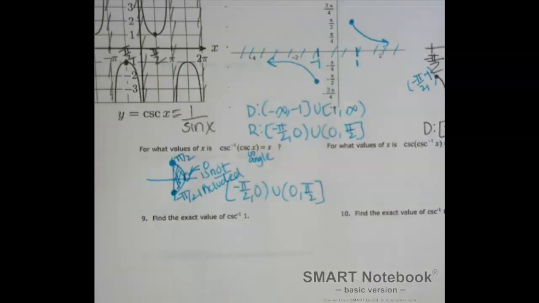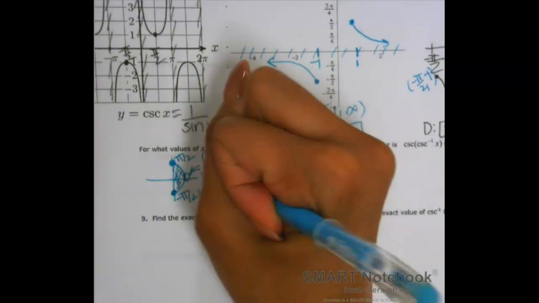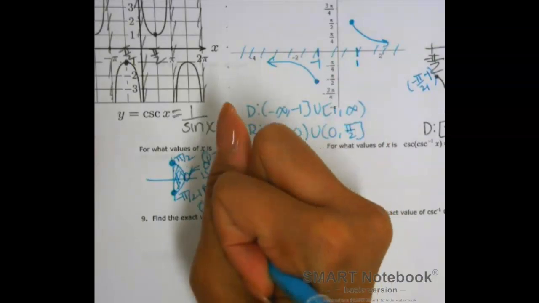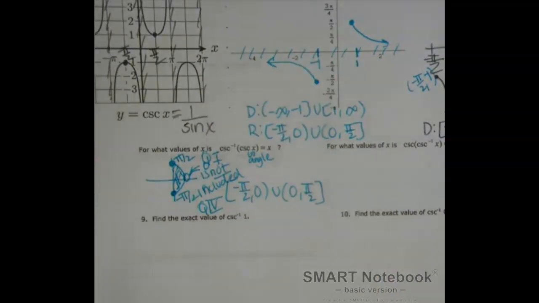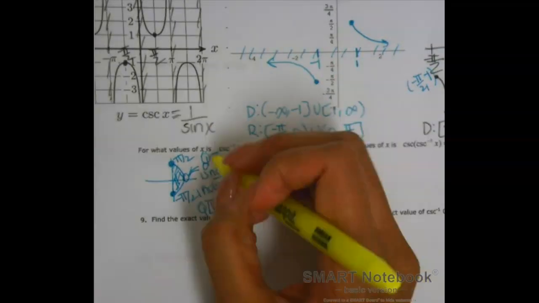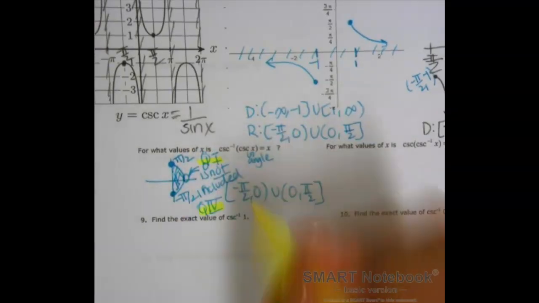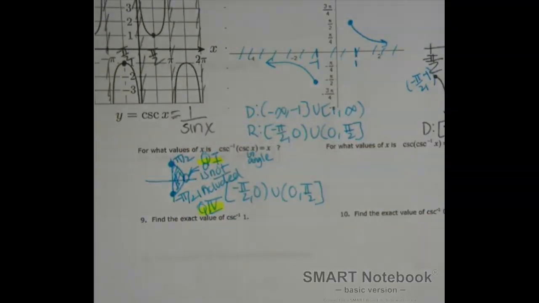Don't worry, I'm about to move. This is in quadrant 1 and quadrant 4. I'm going to highlight those quadrants so you can see it. Quadrant 1 and quadrant 4. If you can see it on yours, you don't need to highlight.